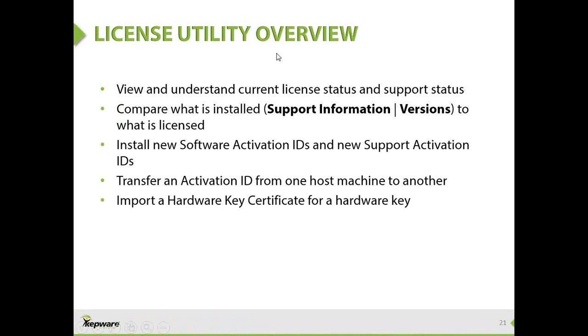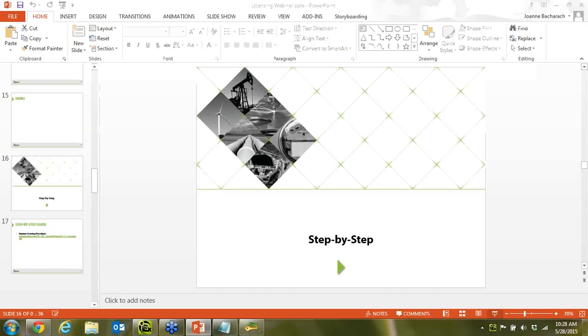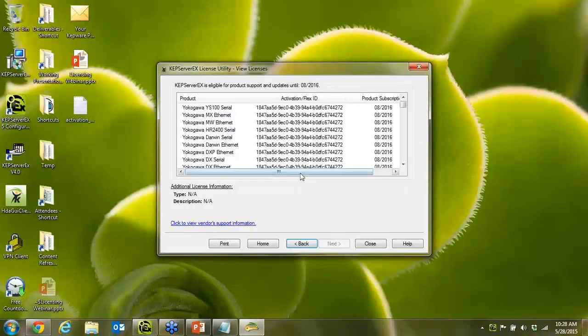So, helpful tools in the license utility: you can view and understand your current license status, like I just showed you, and what the eligibility version date is. You can compare what you have installed to what you actually have licensed, and I'll show you how to do that in a moment. You can obviously install new software activation IDs and new support activation IDs to extend your eligibility periods. You can transfer an activation ID from one host to another. We'll go over that in more detail, as well as import hardware key certificates, and also go over that later.